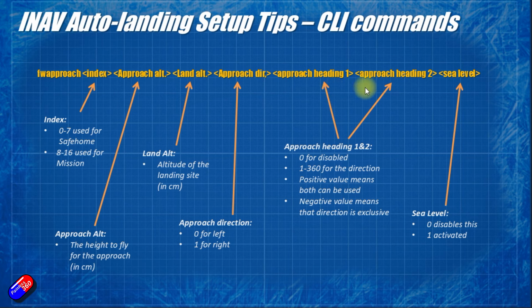Positive values in both of these means that both or either can be used. The plane will use the one that has the best chance of landing with the wind that it detects. Negative value means that direction is exclusive. So if it is minus 180, it will absolutely only come in heading southbound to that location that it's going to try and land at. The last one is for sea level, whether you're using the height above the armed location or whether it's all sea level based.